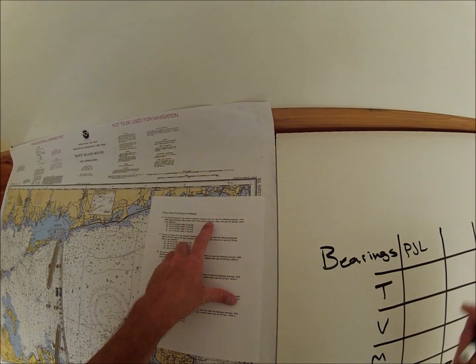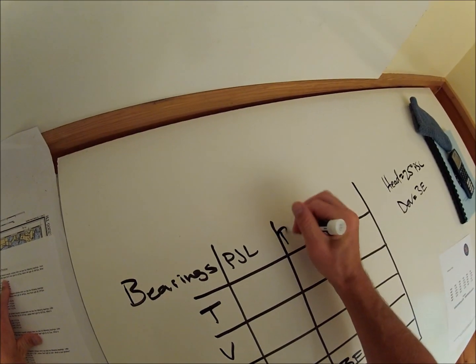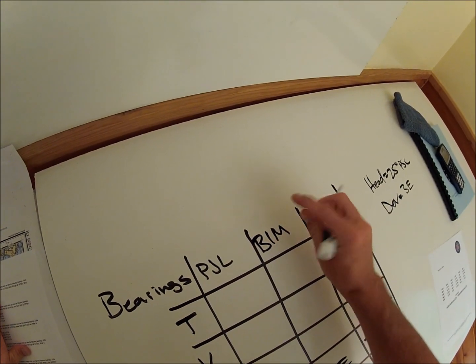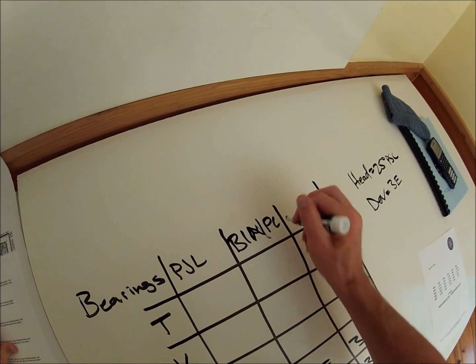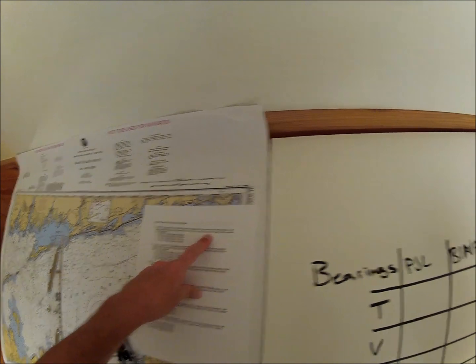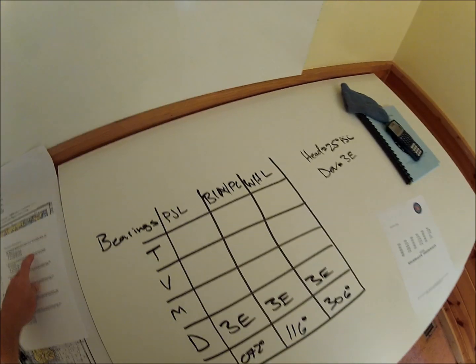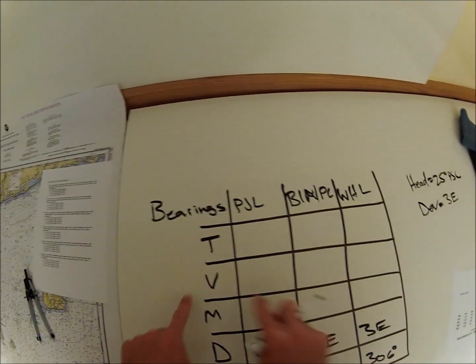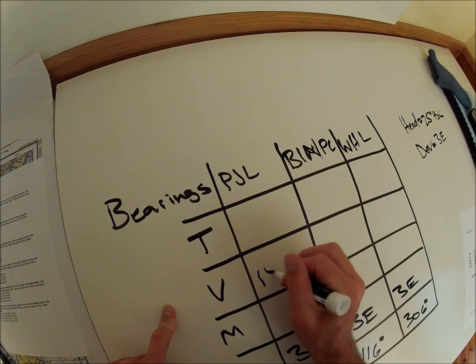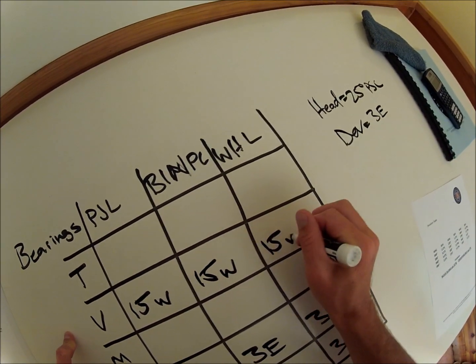I forgot to label these at the top. Point Judith, okay. Block Island North Point Light. And Watch Hill Light. Okay, here's 3 east for the deviation. The variation is the same too for Block Island: 15 west, 15 west, 15 west.